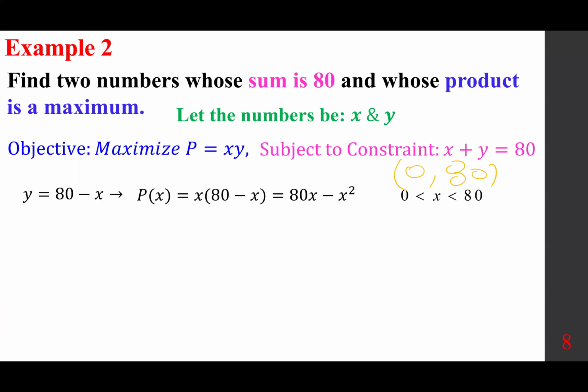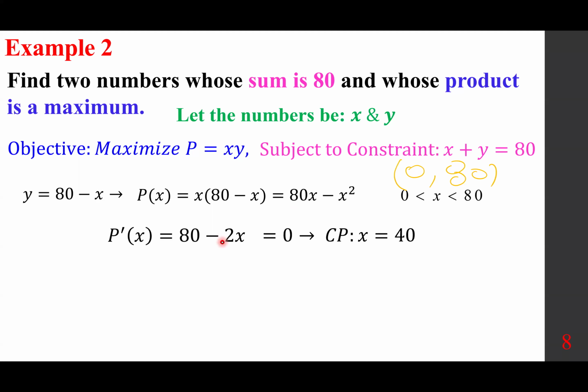And so differentiate: P prime is 80 minus 2x. Set it equal to 0 to find the critical point, 40. All we did, we found the critical point. Is this going to maximize or minimize? Let's go with the second derivative test.